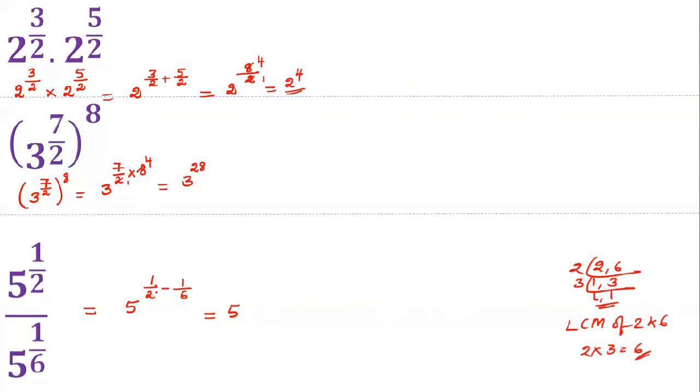Now equalize the denominators to 6. 2 threes are 6. Multiply the numerator by the same number. 6 ones are 6. Multiply by 1. Now 5 to the power 3 by 6 minus 1 by 6. That is 5 to the power, 6 is the denominator, 3 minus 1 is, sorry, it is 2. 3 minus 1 is 2. So 2 by 6, that becomes 1 by 3. Correct it: 5 to the power 1 by 3 it is.